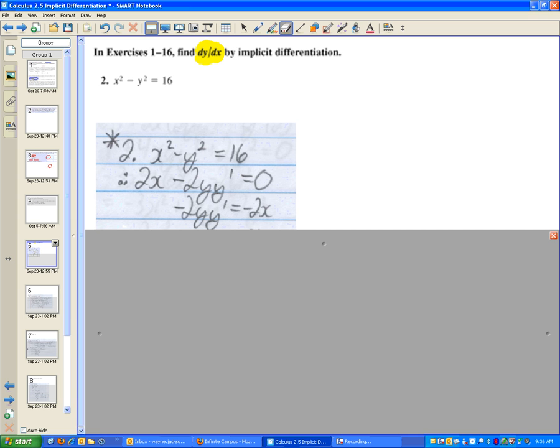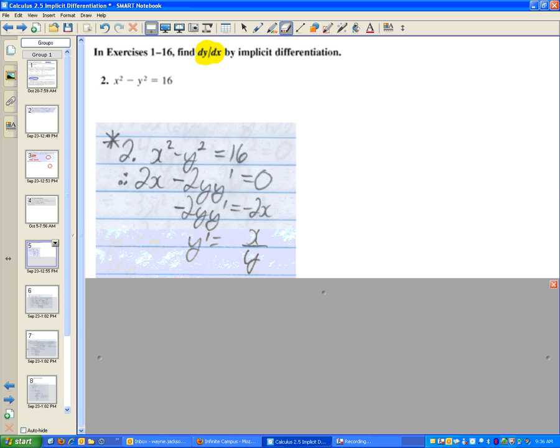And now to get y prime by itself, I need to divide by negative 2y. Negative 2x divided by negative 2y, the negative 2's divide out. Negative 2 divided by negative 2 is 1. So I just get x over y. So y prime, or dy dx, equals x over y.